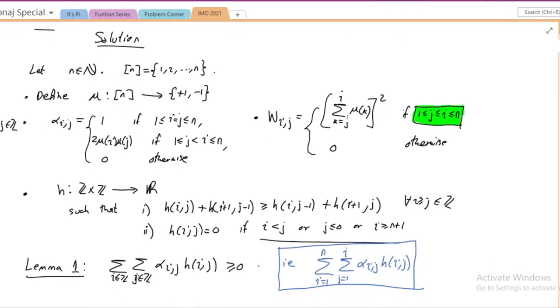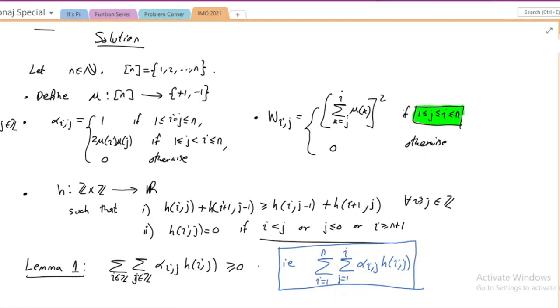Okay, so we just need a few definitions on the way before we properly talk about the first lemma we'll be using for this problem. Let n be a natural number, and we call this [n] the set from 1 to n. We denote it by square bracket n, and then we consider a function mu from that set to plus or minus 1. So basically this is just like a sign, so I attach a sign to each of these numbers.